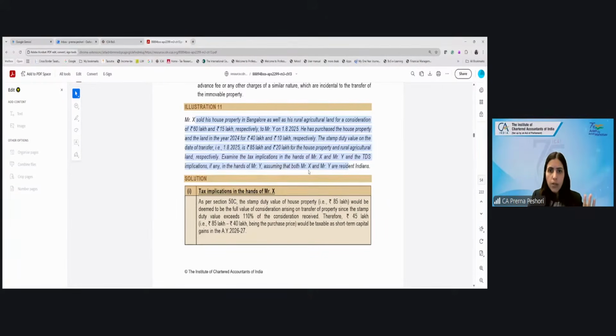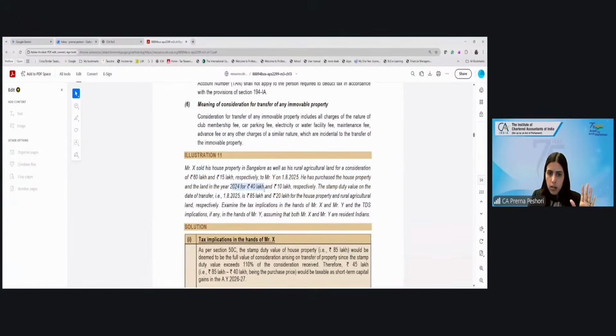My cost of acquisition is 40 lakh. And this is purchased in 2024. And I have sold the property on 1st August 2025. So this is less than 24 months. So there will be a short-term capital gain of 45 lakh. Clear? In the hands of Mr. Y.